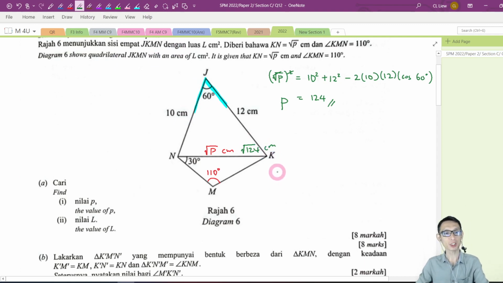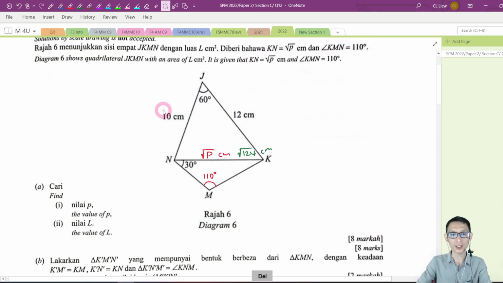Okay, now let's go to B. We want to find the value of L, so it means that we want to find the area of this quadrilateral. So you notice that there are two triangles over here, right? So what I'm planning to do is I'm going to find the area for this triangle and this triangle, and then I find the sum of these two. Then we will be able to get the area of the whole quadrilateral.